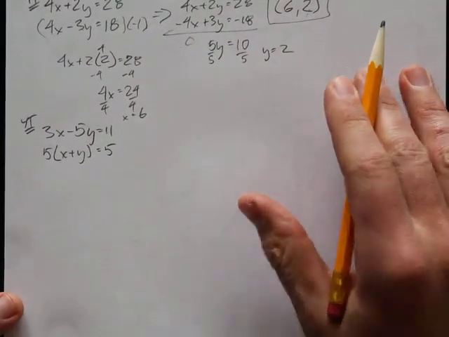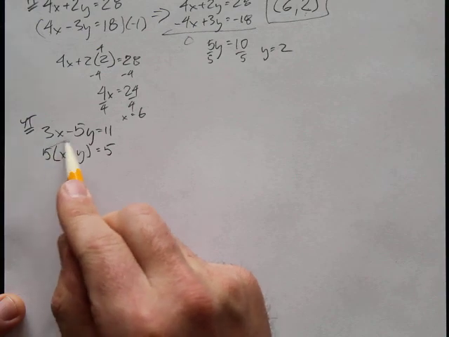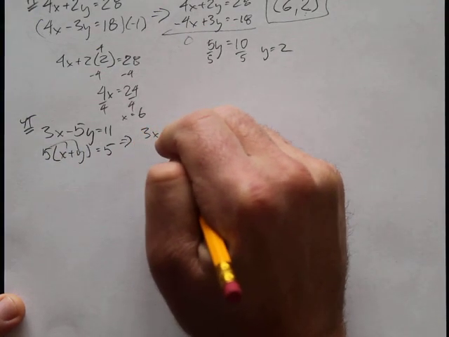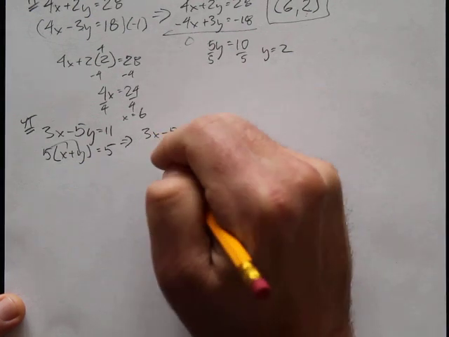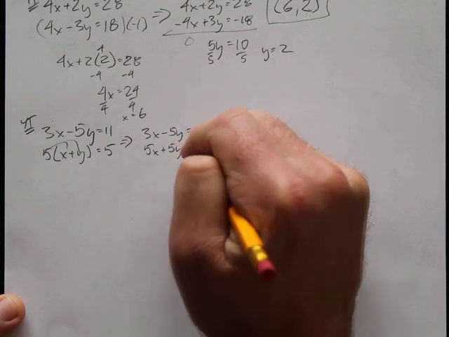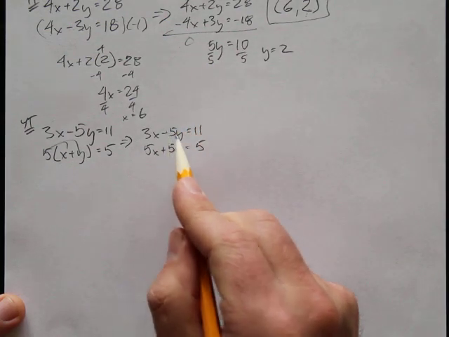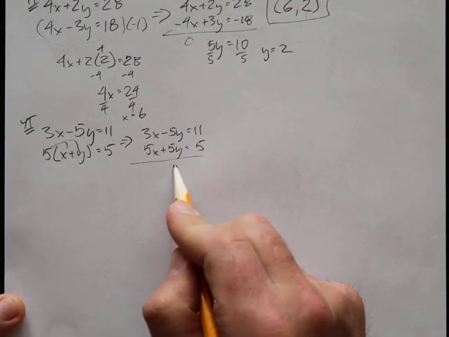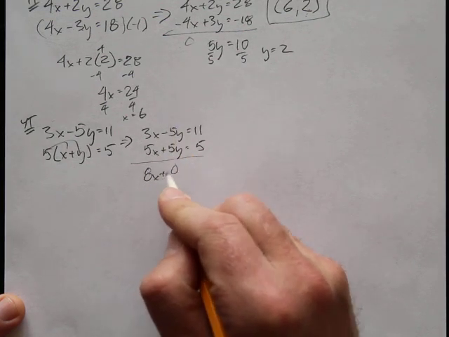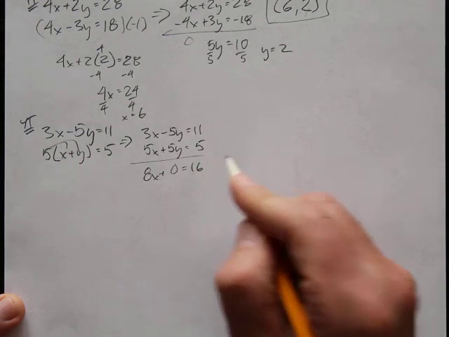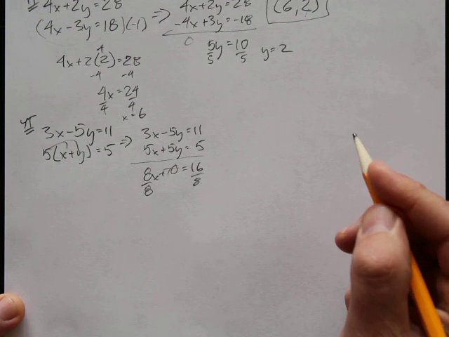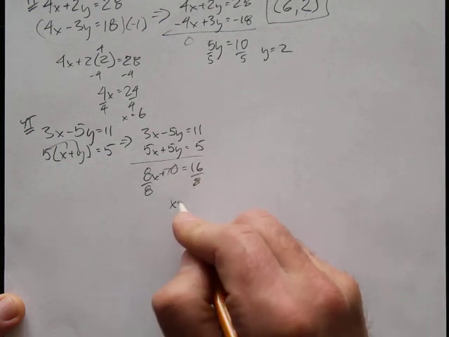All right, and the last one, let's see how you did. Distribute this 5. And so I've got 3x minus 5y equals 11, and 5x plus 5y equals 5. All right, so that worked out great. I got a negative 5, positive 5. So that's 0. 3x plus 5x is 8x. Plus 0 equals 16. Divide both sides by 8. I'm going to ignore that plus 0 in there. x equals 2.